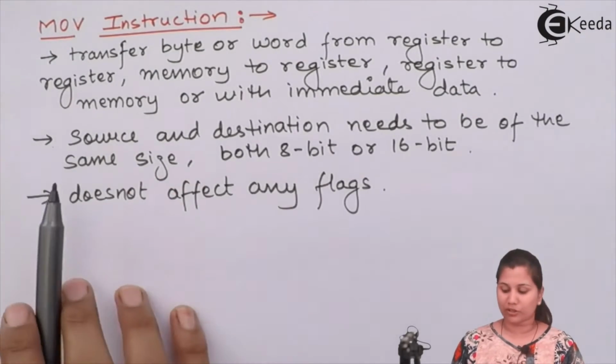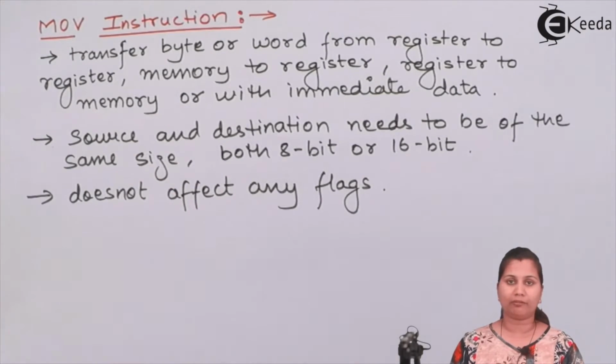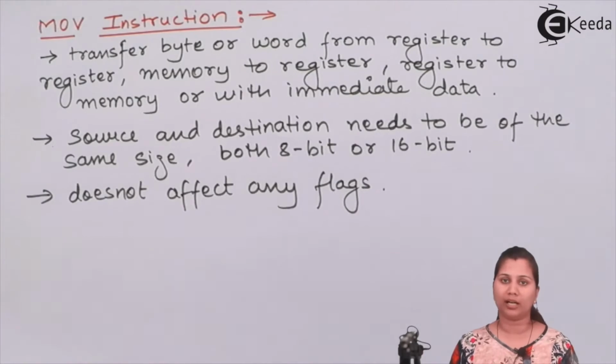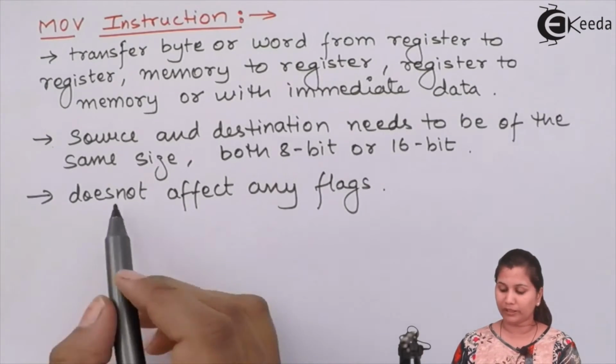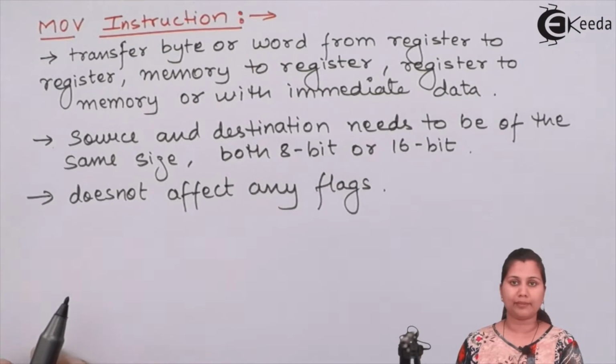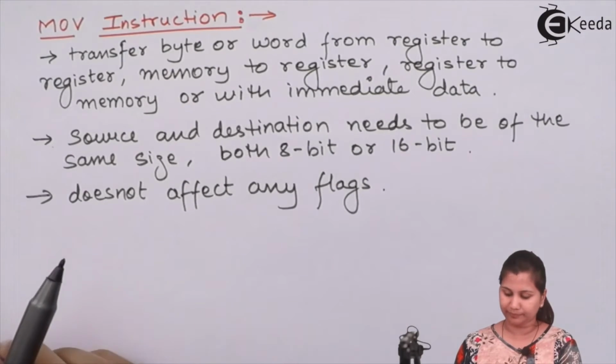This move instruction does not affect any of the flags in the flag register, like carry, auxiliary carry, sign, parity, zero, and overflow. All these flags are not affected by this move instruction, because no change in the data is taking place; it is just copied from one place to another place. So it does not affect any flags. Now let us take some examples of this move instruction.